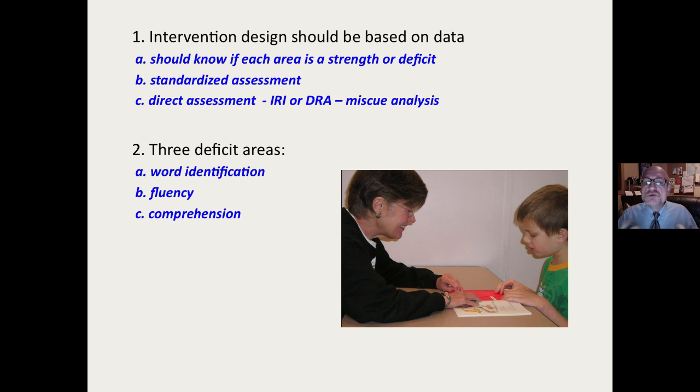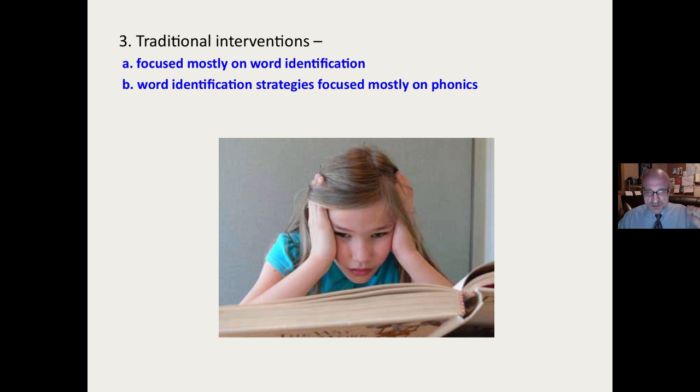Standardized tests are great to use for assessment as long as you include some form of a direct assessment. An informal reading inventory, assessment, or miscue analysis are all good types of direct assessment. Remember, there are three deficit areas: word identification, fluency, and comprehension. You should have data so we know strengths and weaknesses. This intervention focuses specifically on fluency.